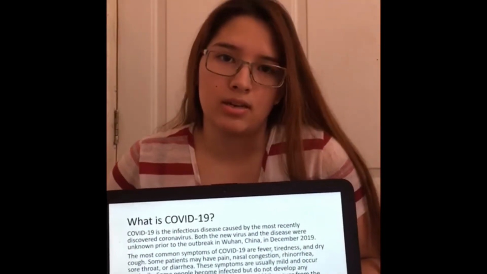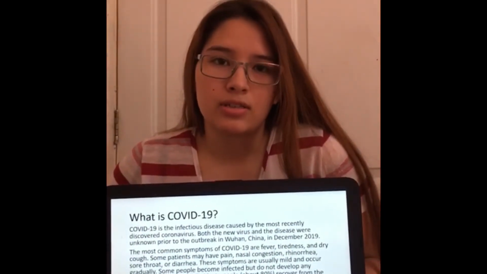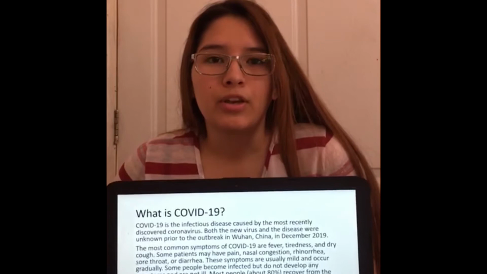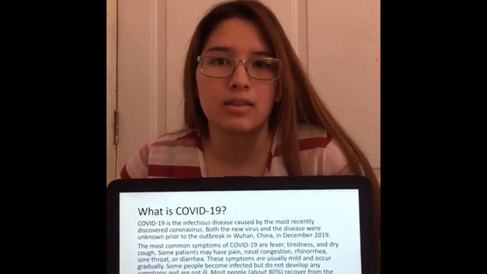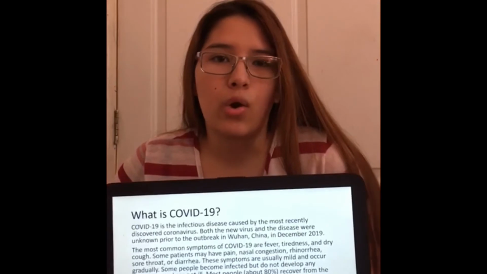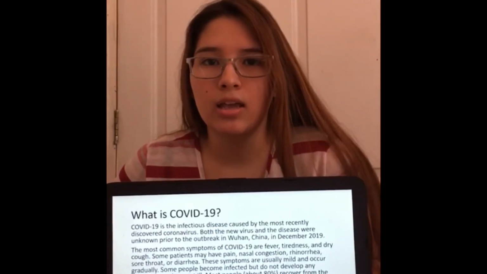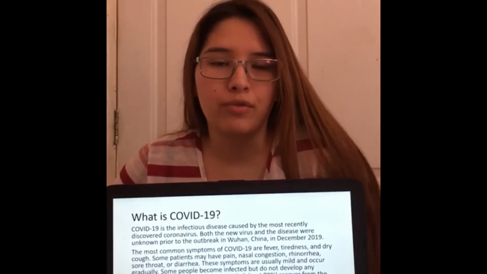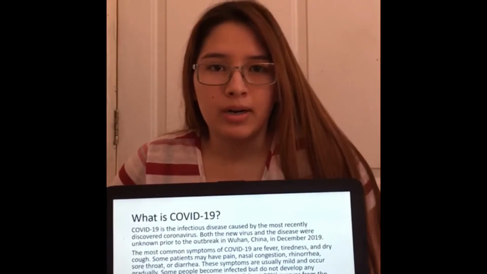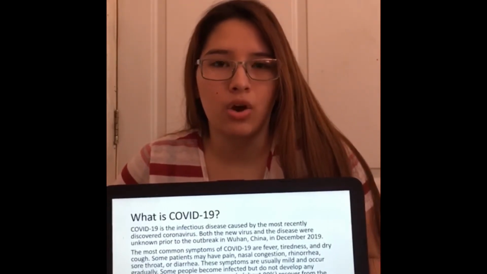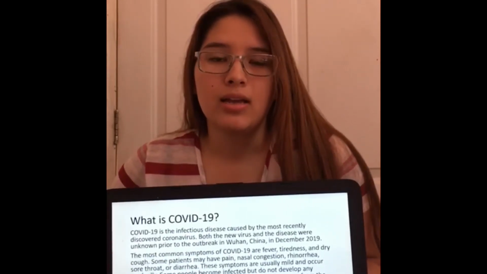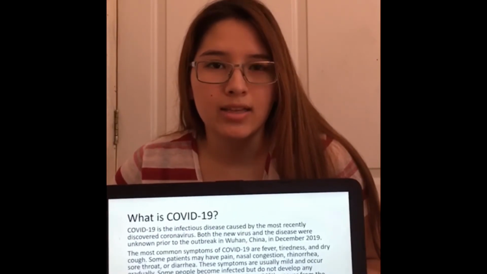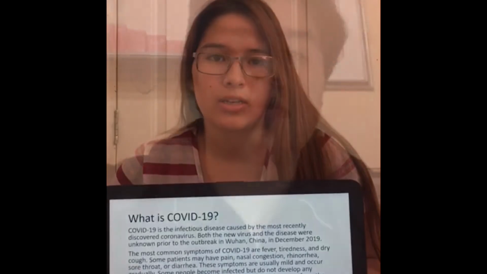What is COVID-19? COVID-19 is an infectious disease caused by the most recently discovered coronavirus, but the new virus and disease were unknown prior to the outbreak in Wuhan, China in December 2019. The most common symptoms of COVID-19 are fever, tiredness, and dry cough. About 1 in 6 people who contract COVID-19 develop a serious illness and have difficulty breathing.